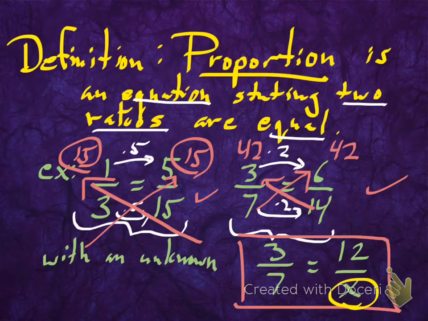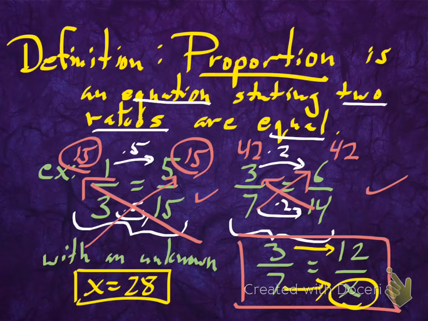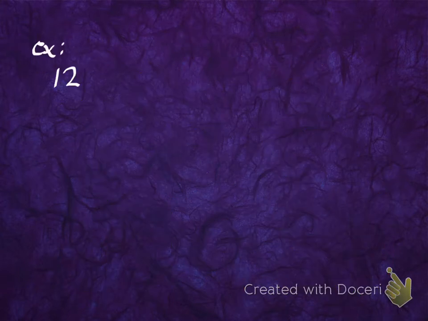So let's try this with the arrow method. What do I have to do to 3 to change it into 12? Multiply it by 4. Good. So multiply the bottom by 4. 7 times 4 is? 28. Good. Much better. Okay. x equals 28. And sure enough, if I put that in for x, 3/7 is equal to 12/28. That's exactly correct. Okay, so let's continue with that type of proportion.